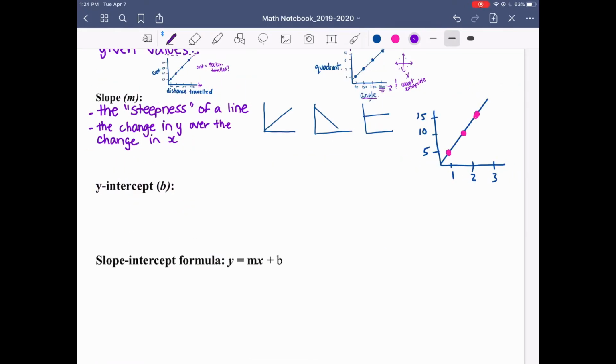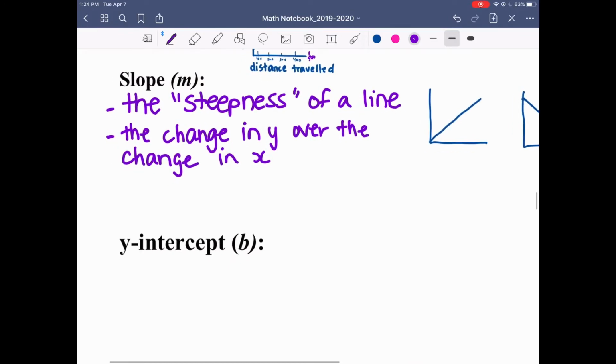So our next definition is slope. And this is the definition if you want to pause and write it down. Slope, represented by the variable m, in a formula you'll see it written as the letter m, means the steepness of a line. And that's the basic definition of slope, how steep a line is.